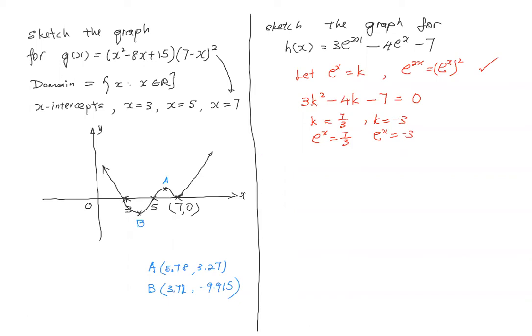Okay. I'm going to ask someone. Jen Hao, what should I write below e to the power x equal to -3? No solution. Thank you. And how about here? Ln 7/3. Thank you. Can you give me the approximate value of ln 7/3? 0.847. Okay, approximate. So there is only one x-intercept, correct?